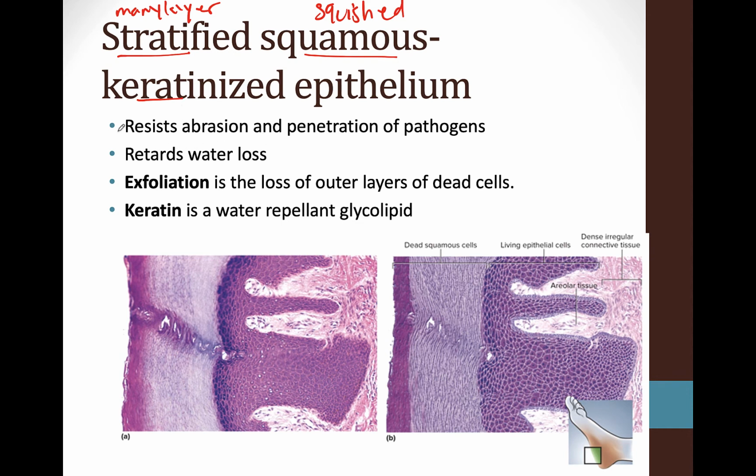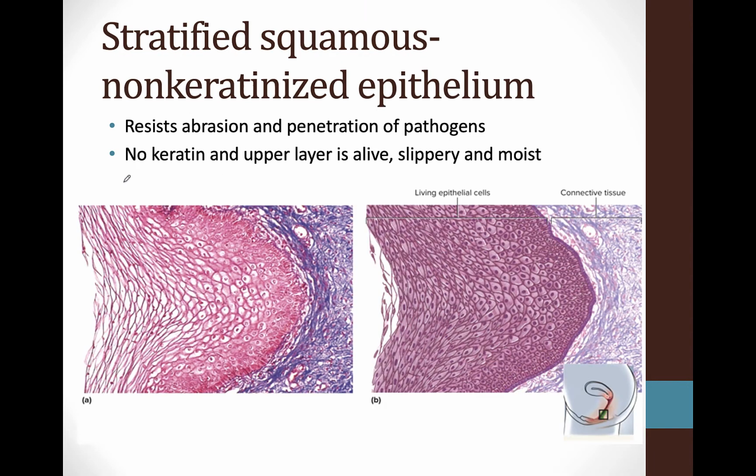The functions are going to help to resist abrasion and penetration. So we find this in our skin. Our epidermis specifically is made up of this keratinized stratified squamous epithelium, and it's going to help to prevent penetration by protecting the outside of our body. And then the keratin is what helps us prevent water loss.